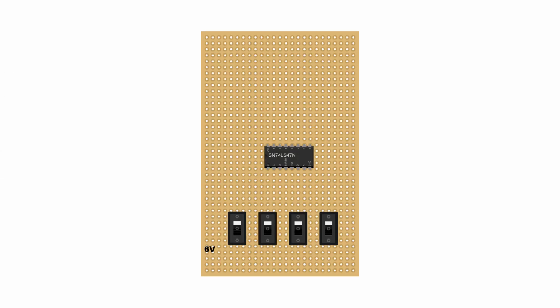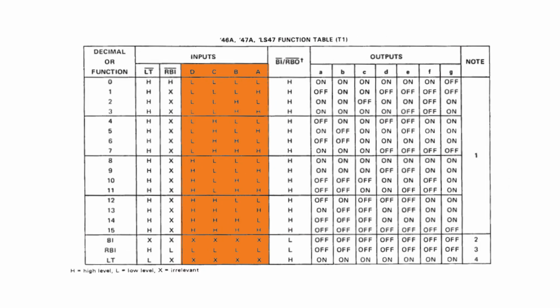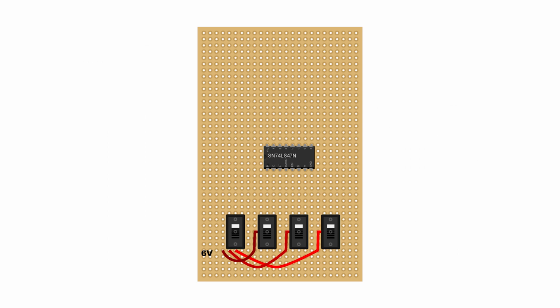For our circuit, we'll use 4 switches to manually input the BCD number. If we look at the function table for our decoder, we can see that the inputs need to go high to send a signal. You can see that when A is high and B, C, and D are low, it sends a decimal number 1. So we want the supply voltage going through our switches to those input pins.